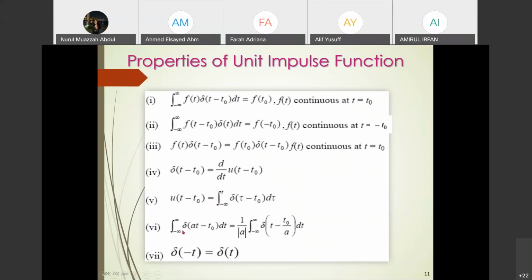If you need to integrate a delta function which has shifted by t naught, you can simplify the equation like this: 1 over A, and then you integrate delta T minus T naught over A, at T naught over A. Delta negative T is equivalent to delta T.